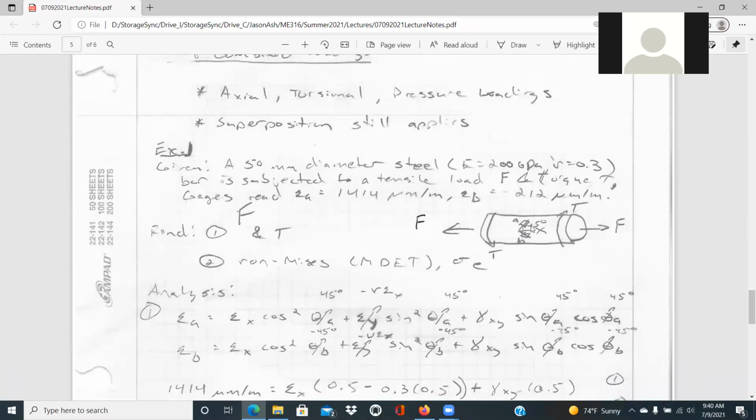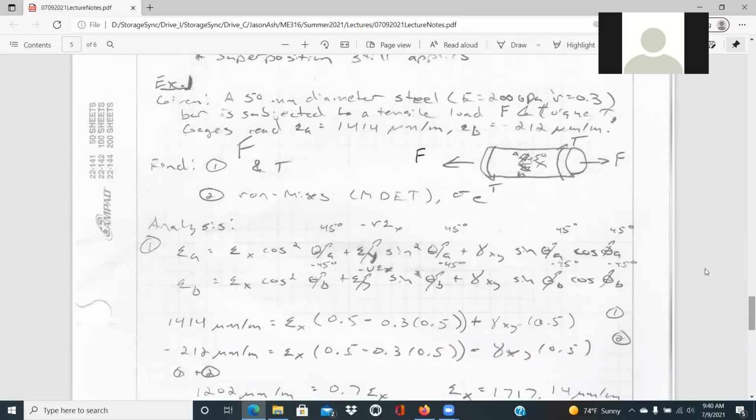And they are oriented at 45 degrees from the X direction. And based on those strain readings, we want to then know what the force and the torque is that this circular bar is subjected to. And then 2, adding on there, what is then the corresponding von Mises stress from maximum distortion energy theory.